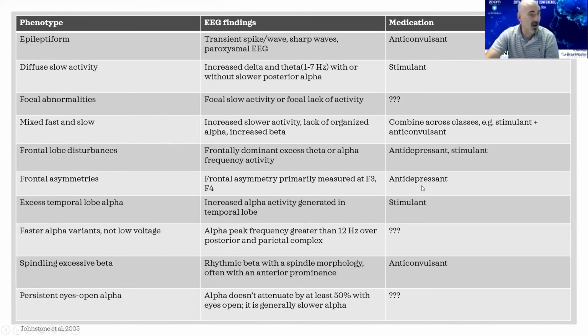Excess temporal lobe alpha, perhaps a stimulant. Faster alpha, generally these folks tend to do better with neurofeedback training, some alpha theta training. Spindling excess beta, and often these folks will end up on an antidepressant, but the brain doesn't need to be any more aroused. So something that's going to help slow it down is going to be really helpful.